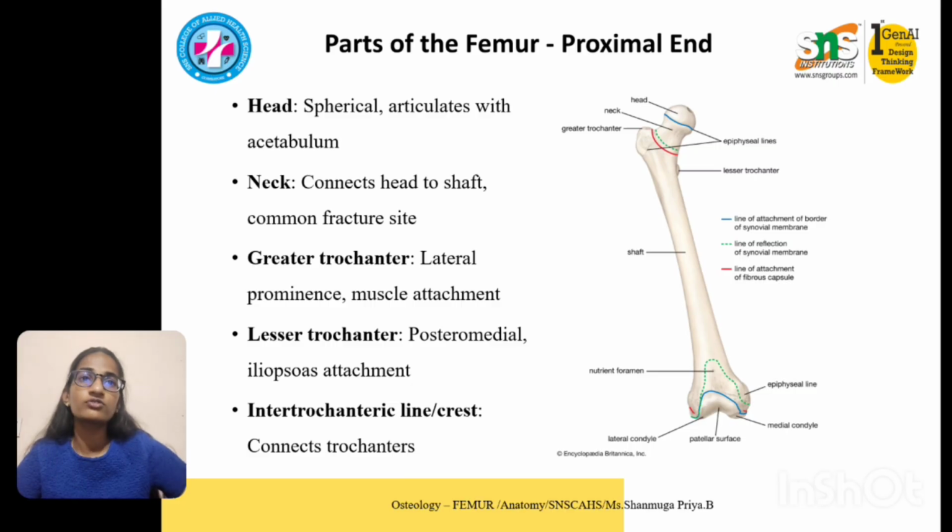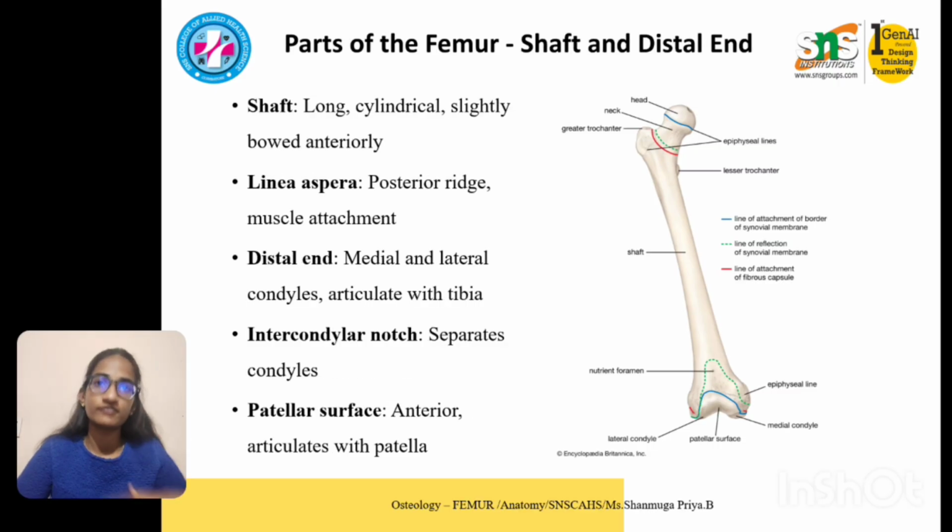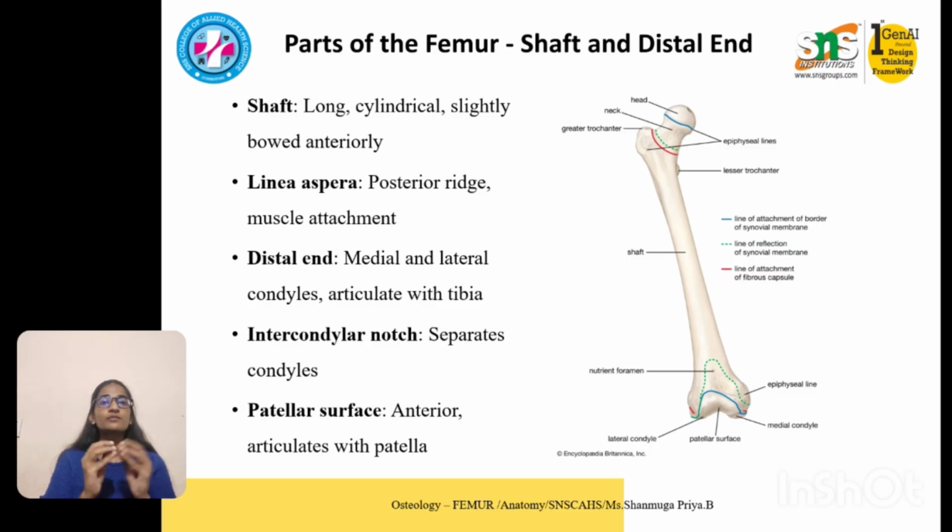Next, we are going to shift to the shaft and distal end. So the shaft is long, cylindrical, and slightly bowed anteriorly for shock absorption. The linea aspera is a posterior ridge for muscle attachments. At the distal end, the medial and lateral condyles articulate with the tibia, separated by the intercondylar notch. The patellar surface anteriorly articulates with the patella.